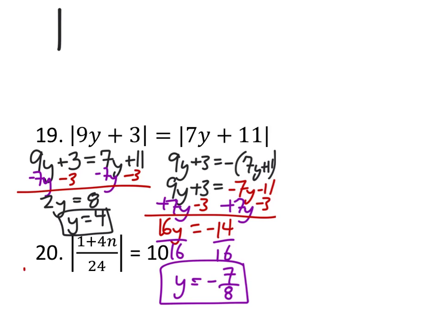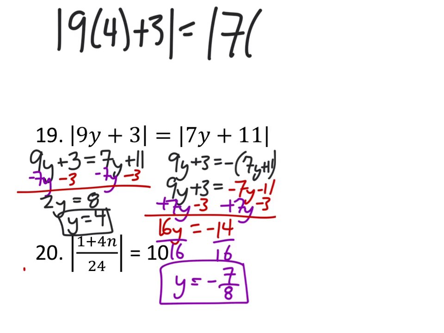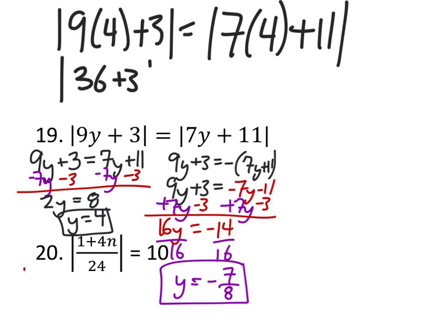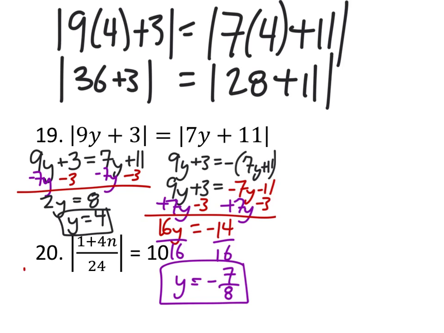So the absolute value of 9 times 4 plus 3 should equal the absolute value of 7 times 4 plus 11. Well, the absolute value, 9 times 4 is 36 plus 3, and 7 times 4 is 28 plus 11. That's going to be the absolute value of 39 equals the absolute value of 39. That's going to be true. So we still have to check that other one.